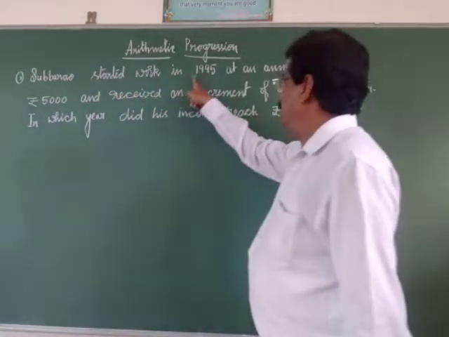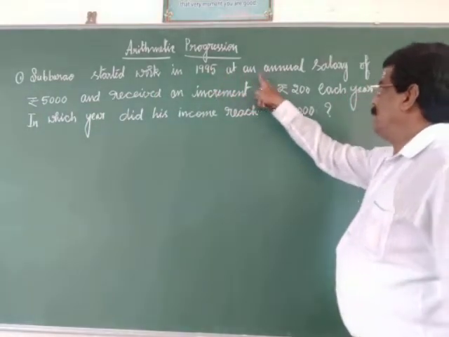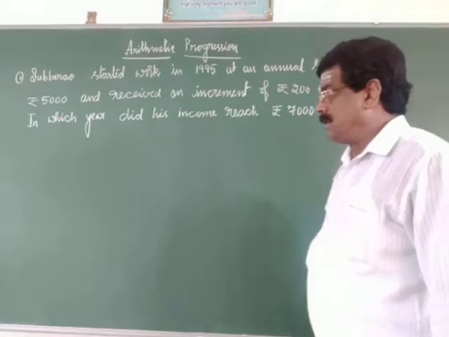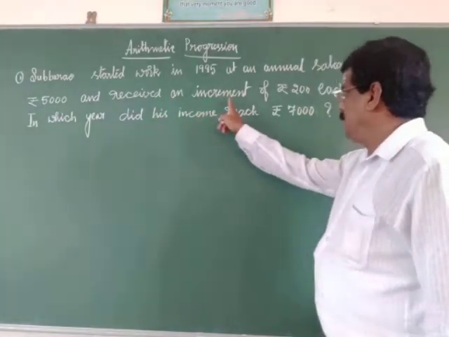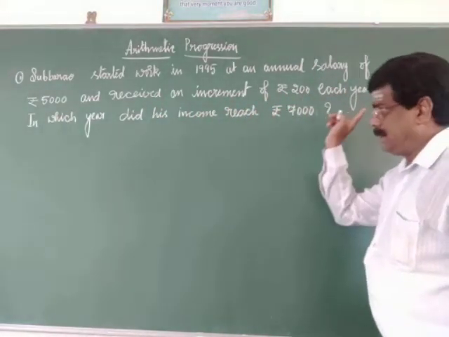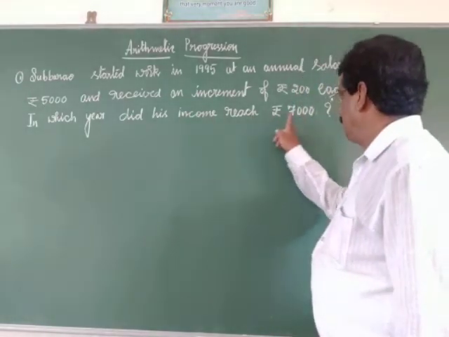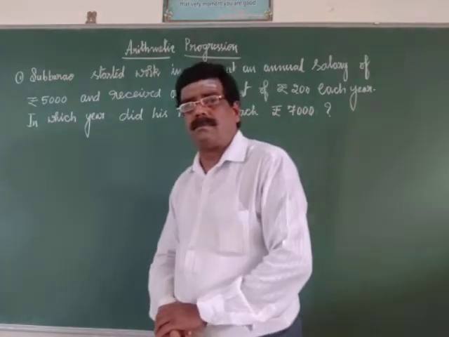Subbarao started work in 1995 at an annual salary of rupees 5,000 and received an increment of rupees 200 each year. In which year did his income reach rupees 7,000?